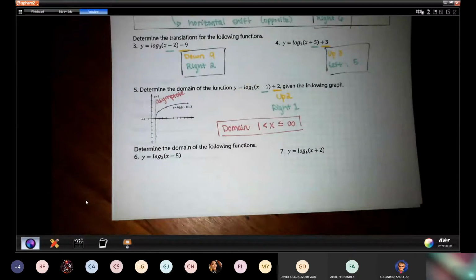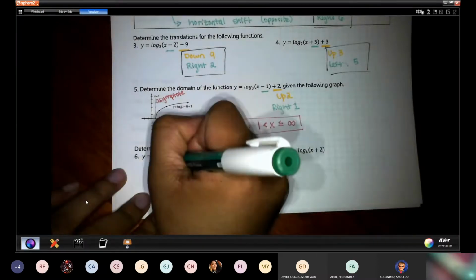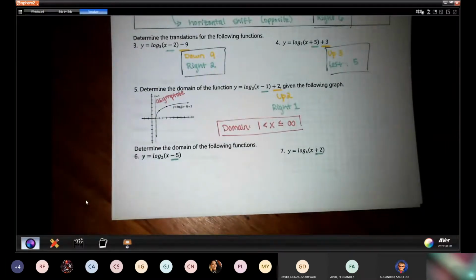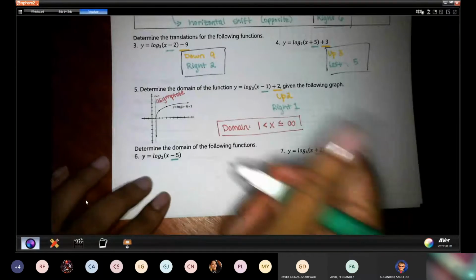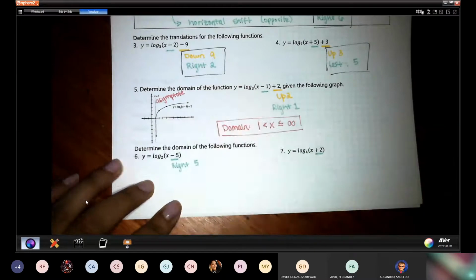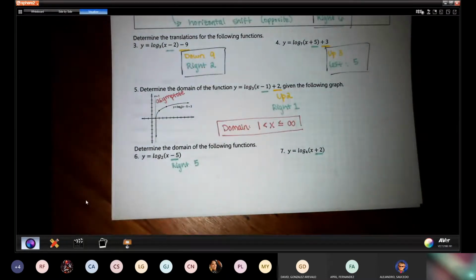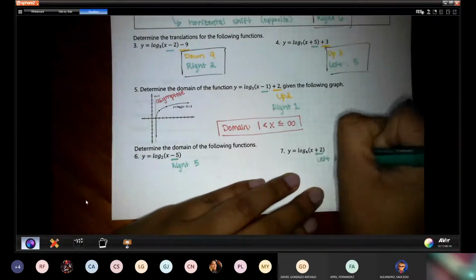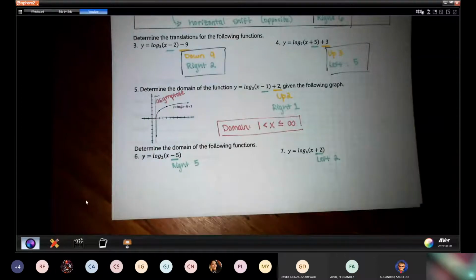So let's look at number 6 and number 7. So what shifts do we see in each of those? All right, so we don't have any up and down. We just have horizontal. But what do we have? Good. Thank you, Nyla. So this one's right 5. All right, and what about the other one? Left 2. Very good, Jason. All right, so we're all good on that, I think. If we're not, please speak now so I know, because I can't see your faces and I can't tell if you're confused.